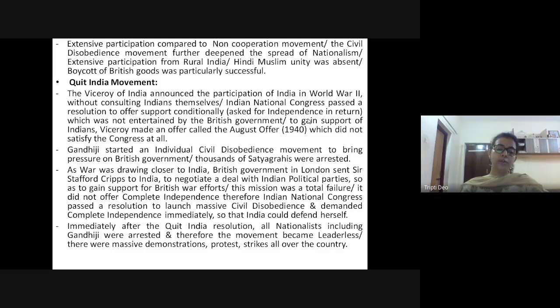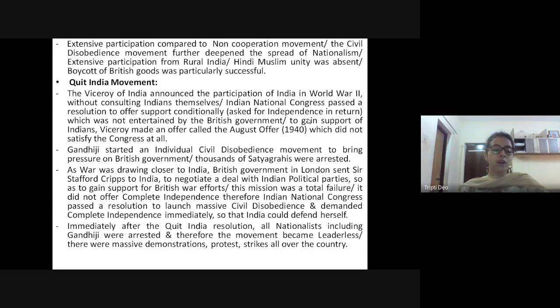Now, as World War II was drawing closer to India, the British government in London sent Sir Stafford Cripps to India to negotiate a deal with the Indian political parties so as to gain support for the British. The British wanted Indian soldiers to support their war efforts. But India was not ready, because the British were not ready to give India independence after that. So Cripps' mission was again a failure. It did not offer complete independence.